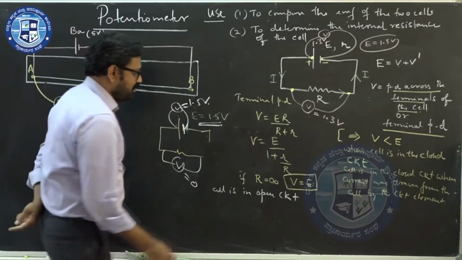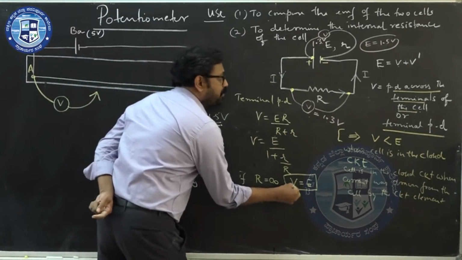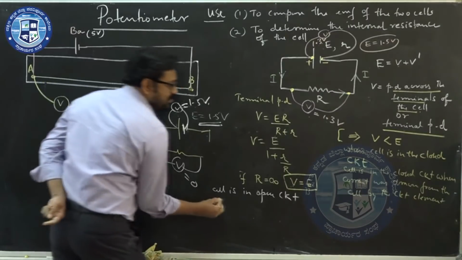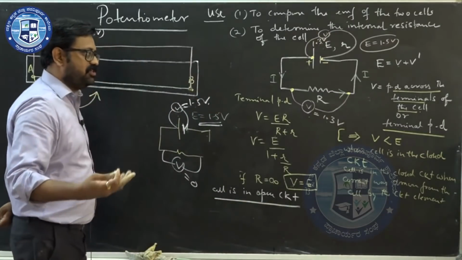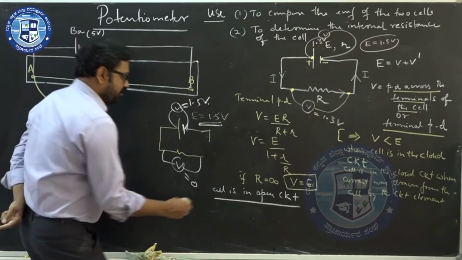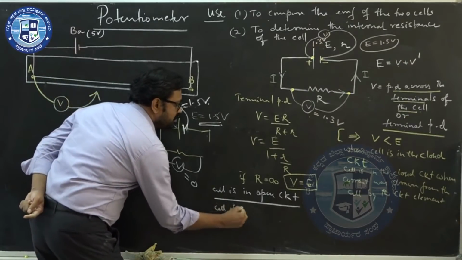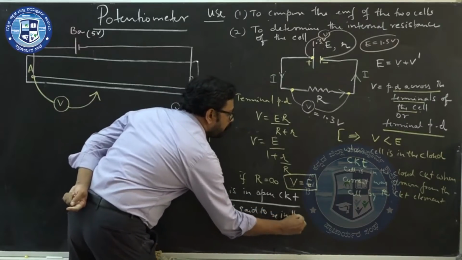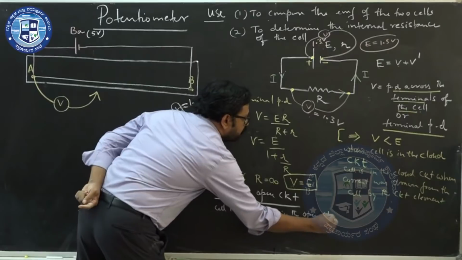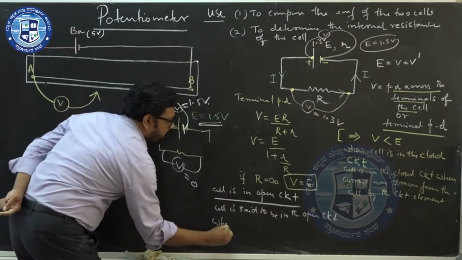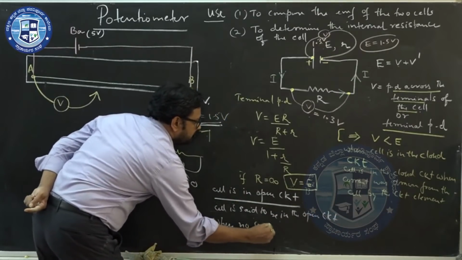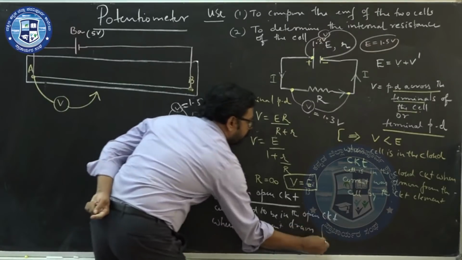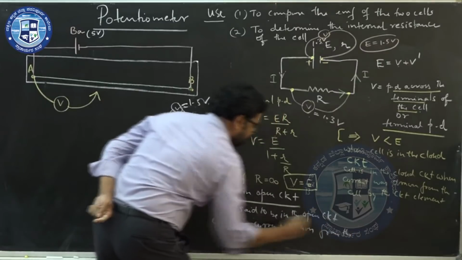Which means now I can say that terminal potential difference is equal to the EMF of a cell when the cell is in the open circuit. Next question is, what do you mean by the cell being in the open circuit? A cell is said to be in the open circuit when no current is drawn from the cell by the circuit elements.